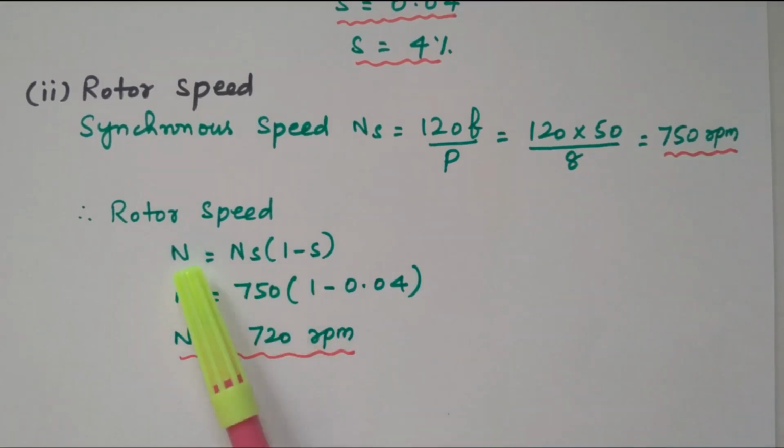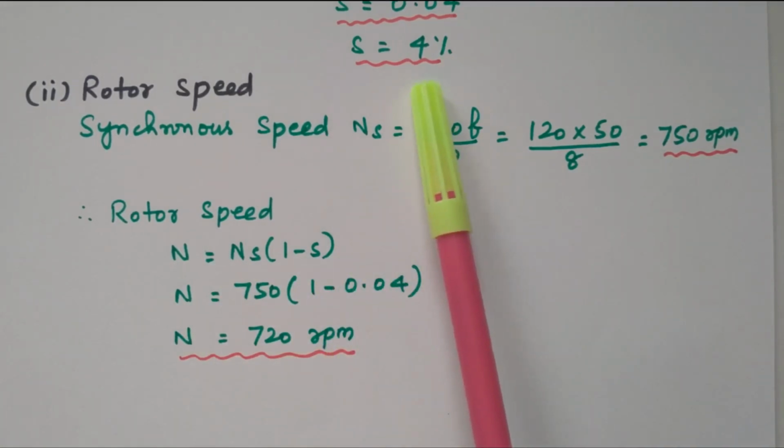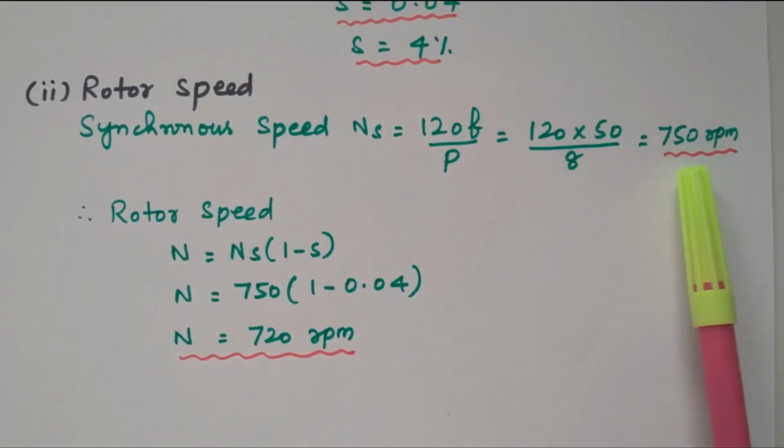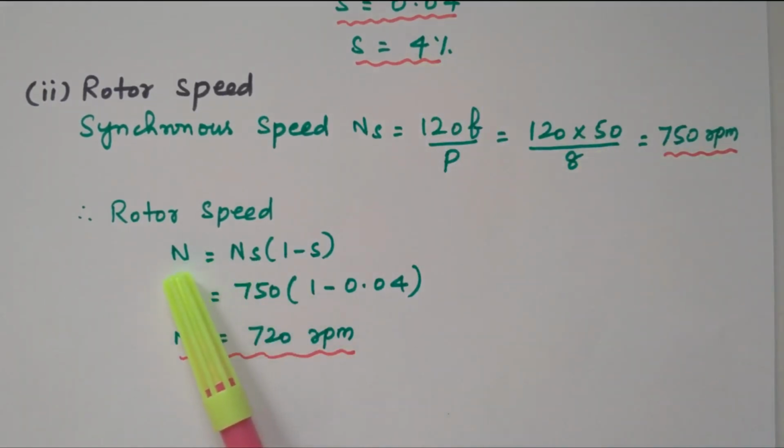Now we can calculate the rotor speed. For this, the slip is 4%, synchronous speed is 750. So by using these two data, we can find the rotor speed. Slip means the difference between the rotor speed and the synchronous speed. So n equal to ns into 1 minus s. The formula relating the rotor speed, synchronous speed and slip is available. So these two data are available, so we can easily calculate the speed of the rotor.